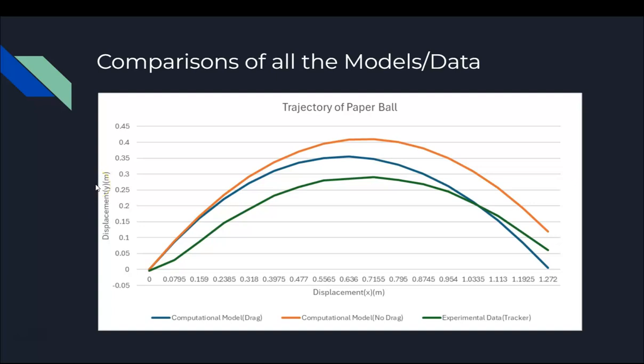Here's a comparison of all the models and the data. As you can see, the computational model with drag best represents the experimental data. The computational model without drag overshoots the expected trajectory due to less forces acting against the motion.